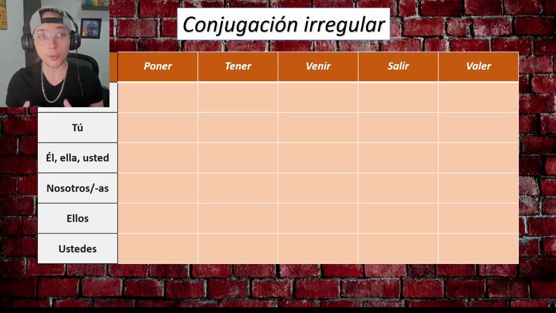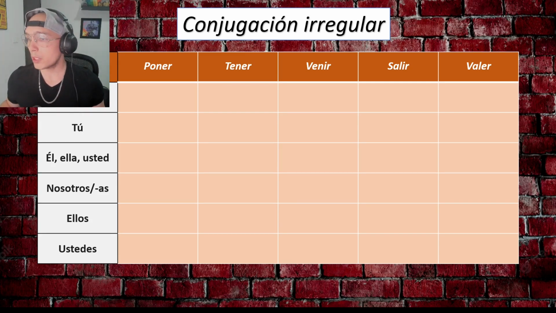Okay guys, here we are. Now, for this tense, for the simple future, we will have only 3 irregular cases, okay? 2 of them are very easy to spot, and the third one will be the most irregular. So this will be the first case.